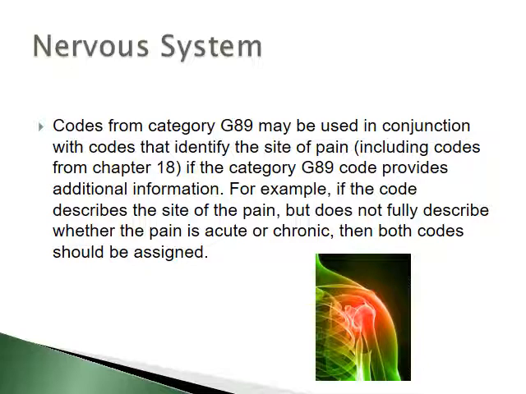Codes from category G89 may be used in conjunction with codes that identify the site of the pain, including codes from Chapter 18. If the category G89 code provides additional information, for example, if the code describes the site of the pain but does not fully describe whether the pain is acute or chronic, then both codes should be assigned.